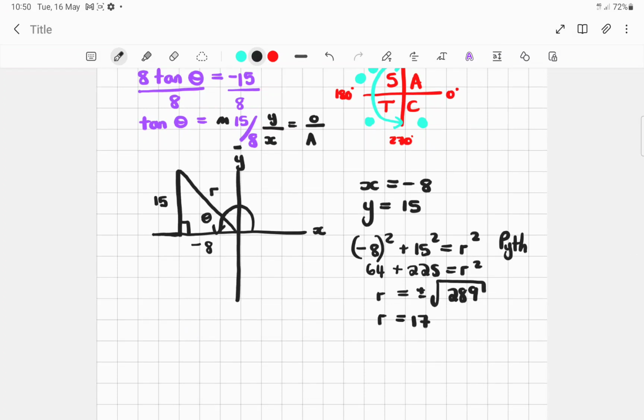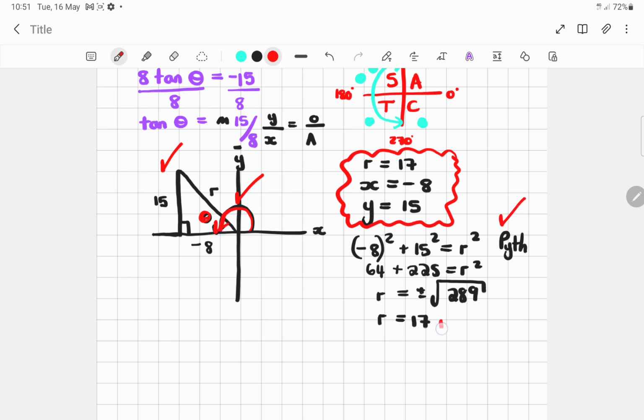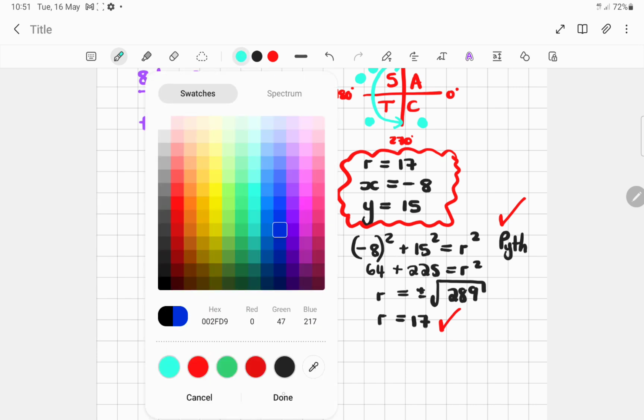Now we've got r as well. r is equal to 17. And then I'm going to put it nicely so that it stands out. We've indicated our theta sign. We've got it in the correct quadrant. Very important, people. That's a mark over there. We worked it out. We wrote Pythagoras. So far, you should have 4 marks together. Okay. Then we're going to move on.